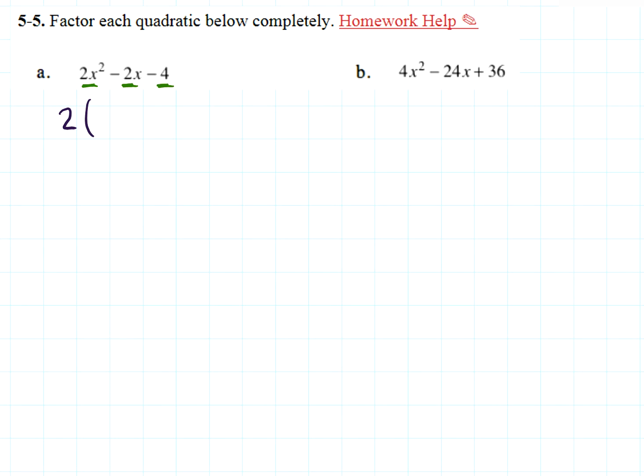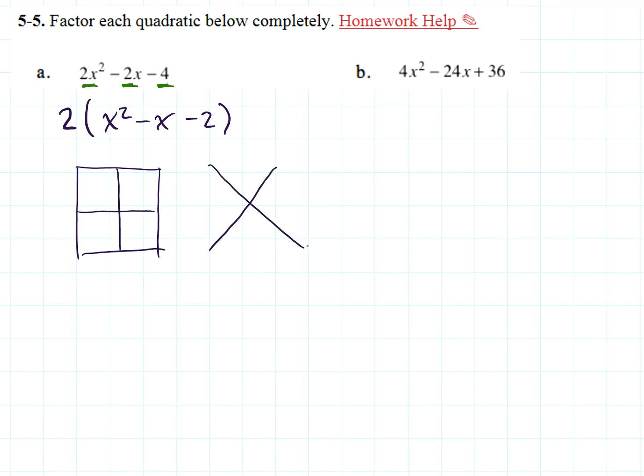write what's left over. So 2x squared divided by 2 is x squared. Negative 2x divided by 2 is negative x. And negative 4 divided by 2 is negative 2. So that's getting out the greatest common factor. And then I'm going to go ahead and use what we've been using in class quite a bit lately, right? We're going to use the generic area model and a diamond problem to factor this.